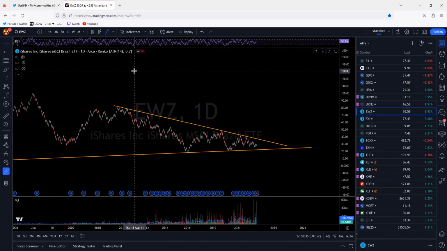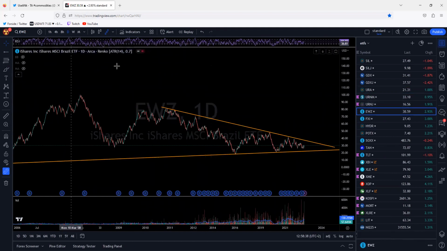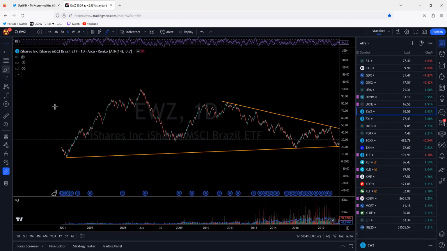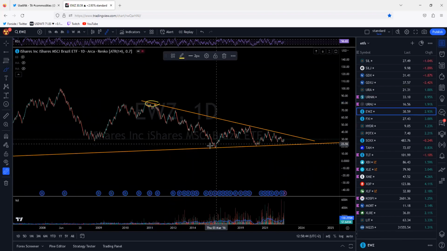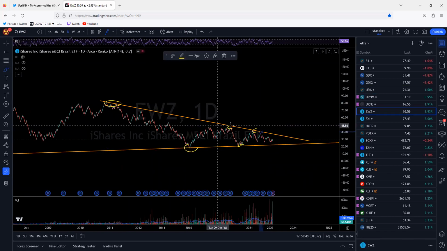The Brazilian ETF, very clean, as you can see. It goes back a very long time. We have the low here, all the way right. Same. Very clean formation, no noise, no wicks above or below.